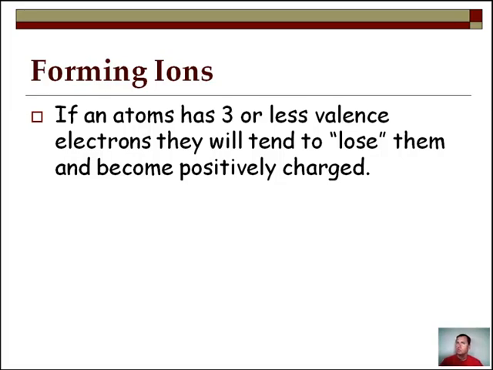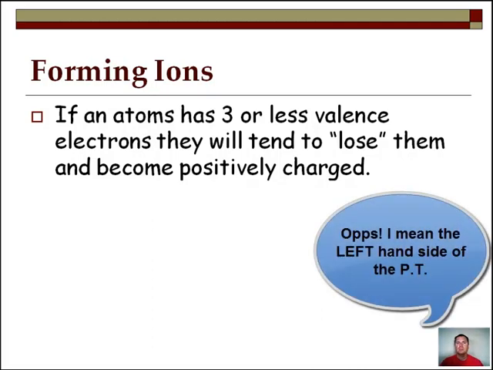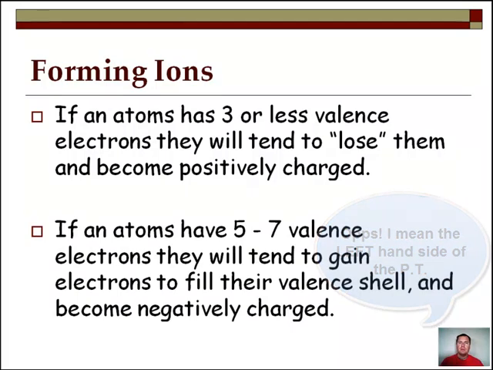Okay, so we're talking the right-hand side. These are our metals. So metals generally form positive. If an atom has 5 to 7 valence electrons, as on the right-hand side are nonmetals, they will tend to gain electrons to fill their valence shell and become negatively charged. They're gaining electrons. They're going to have more negatives than positives.